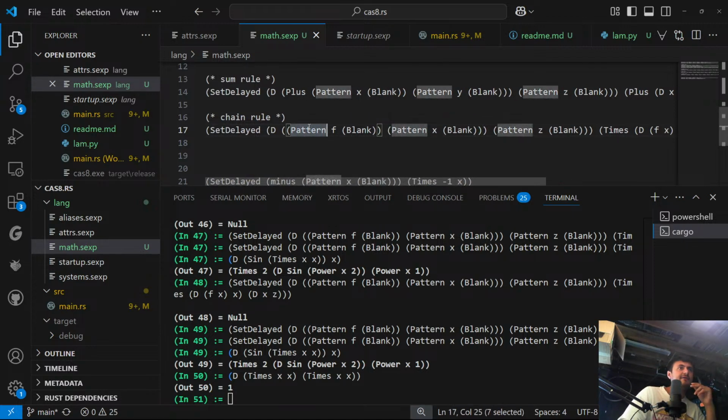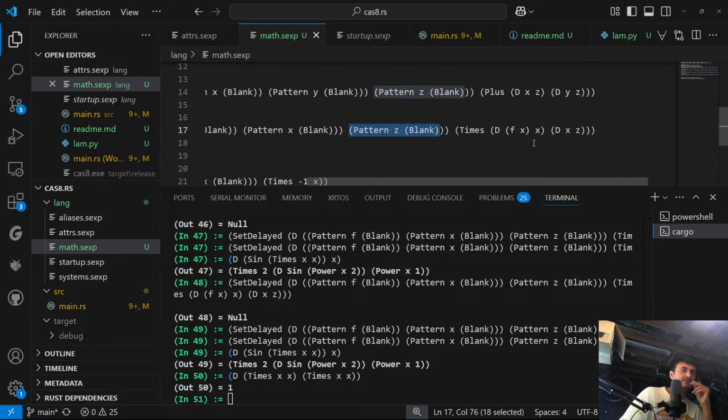The derivative of f of x with respect to z is equal to df of x dx times dx dz. That's the chain rule. And the chain rule, so why isn't this working?